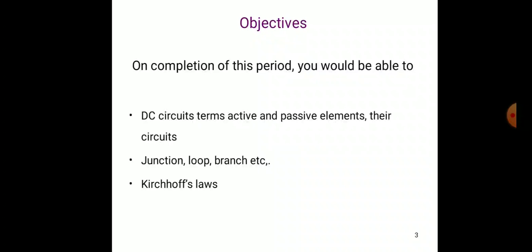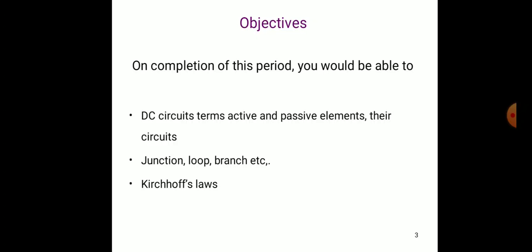Today we are going to discuss the following topics. Those are DC circuit terms, active and passive elements, their circuits, junction, loop, branch, and remaining things, and the last one is Kirchhoff laws. So, what are the DC circuit terms? Different terms. We need to know the electrical terminology, so that we are able to understand the concept of the electrical circuit. What are the active elements?